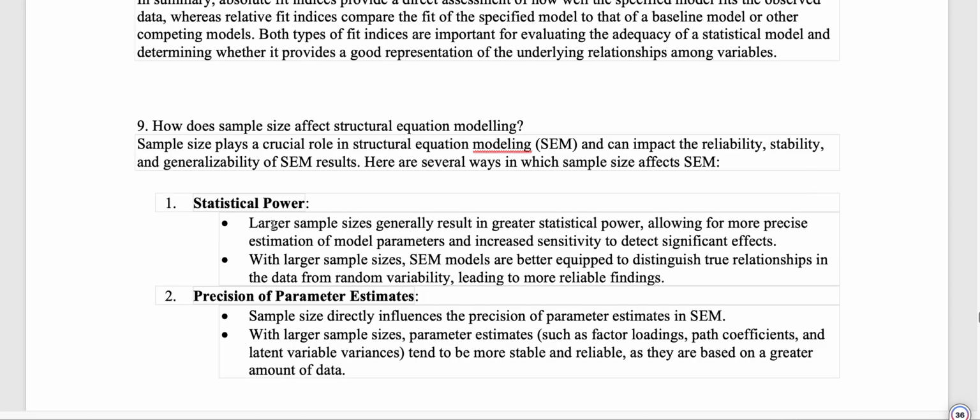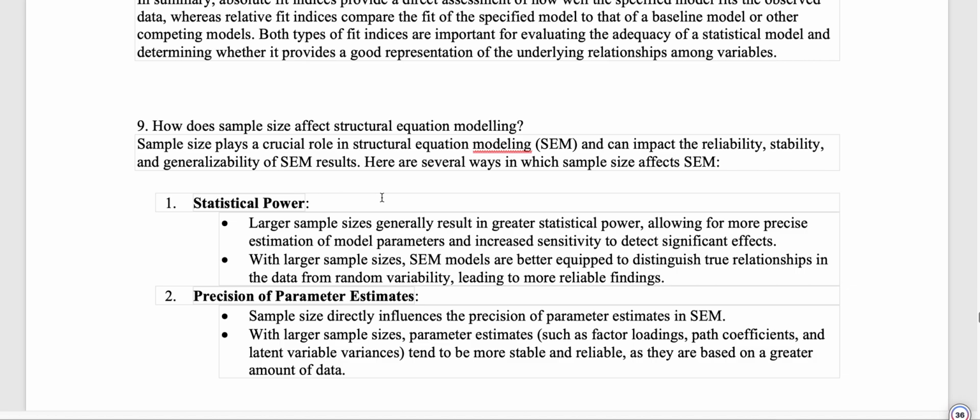First we'll discuss statistical power. Larger sample sizes generally result in greater statistical power, allowing for more precise estimation of model parameters and increased ability to detect significant effects. With a large sample size, structural equation models are better equipped to discern true relationships in the data from random variability, leading to more reliable findings.